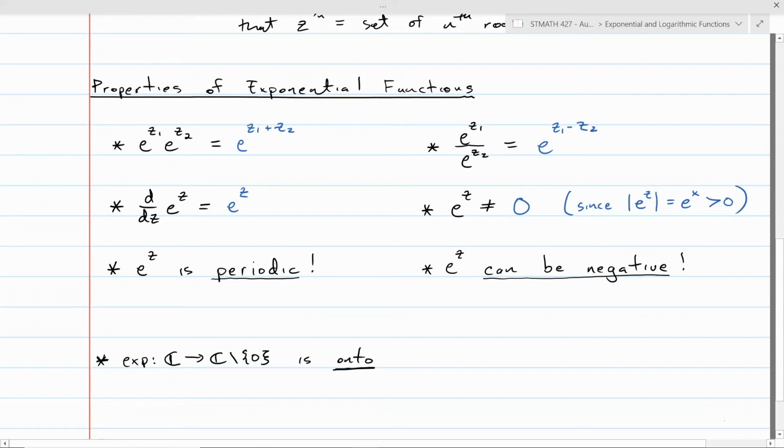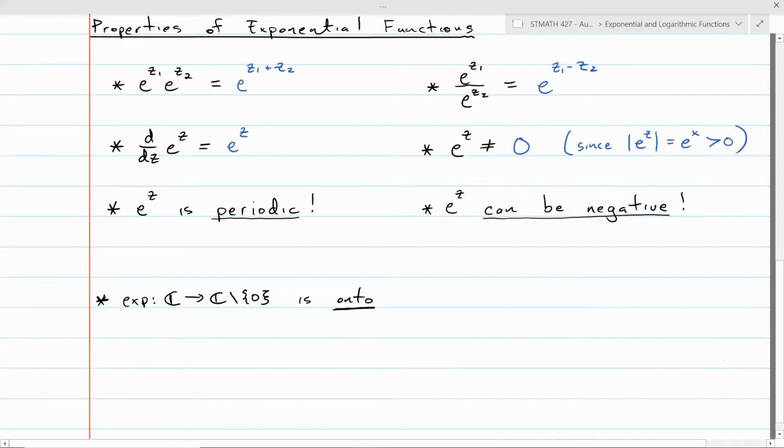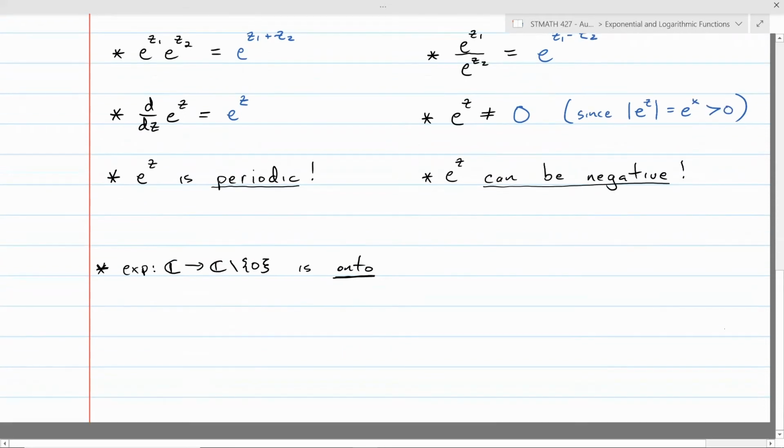Okay, so those first 4 things we talked about are just like it is in the real numbered case. You could replace z with x and you have all those same properties for the real valued version. But something new is that e to the z is a periodic function. Periodic just means that you can add a certain amount to an input and you get back to where you started. For example, if you do e to the z plus 2 pi i, then you get e to the z times e to the 2 pi i, according to that first property. And then e to the 2 pi i is equal to 1, so this is just e to the z.